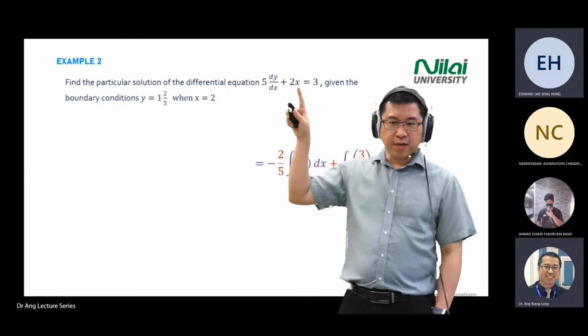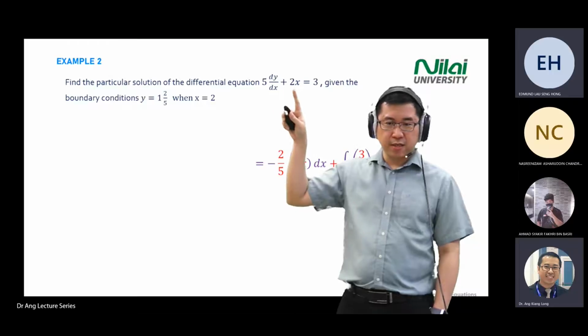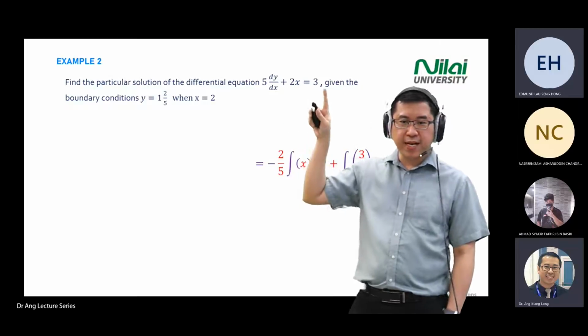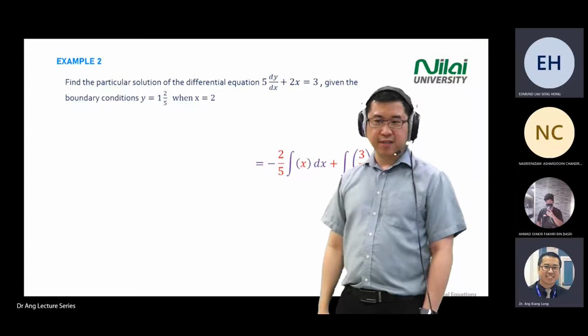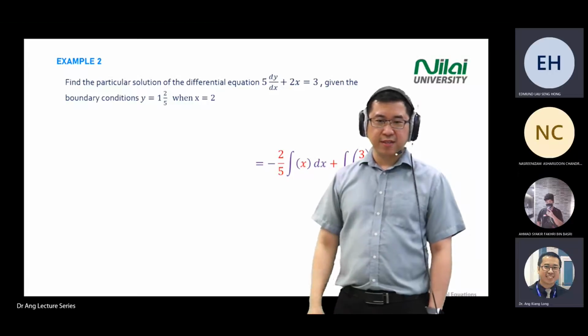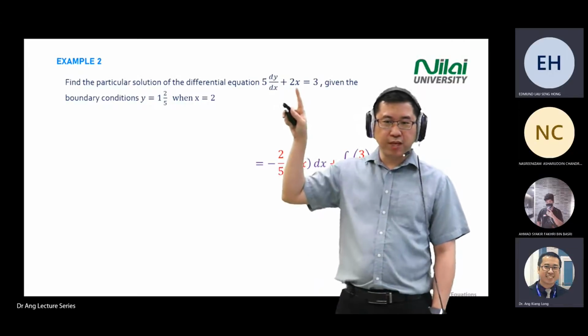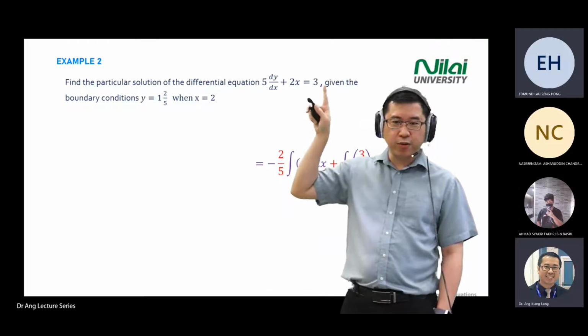You pull this one. What is this one? This one is 2x. You pull this one to the right hand side. What do you get? You move this one from the left to the right. What do you get over here?